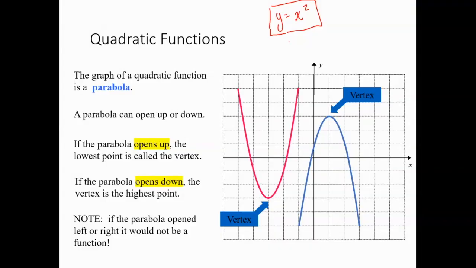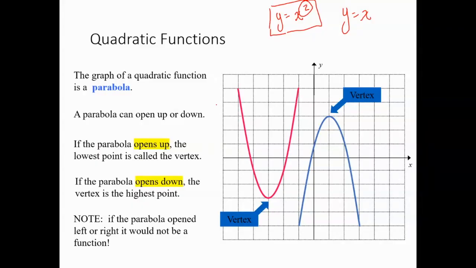But this we know is a quadratic because it's squared. So any function that has a squared term in it is going to be a quadratic function. If it's just y equals x, we know that that's a linear function. And the reason I'm saying this is because on the test, how do you know if you're going to graph a quadratic function or a linear function? And that's how we know.